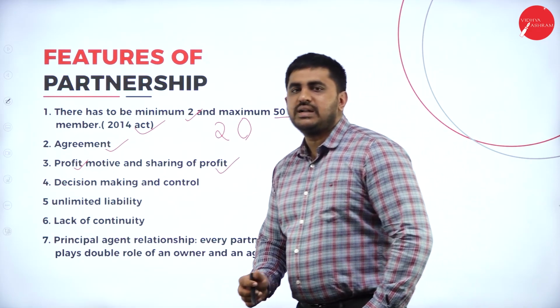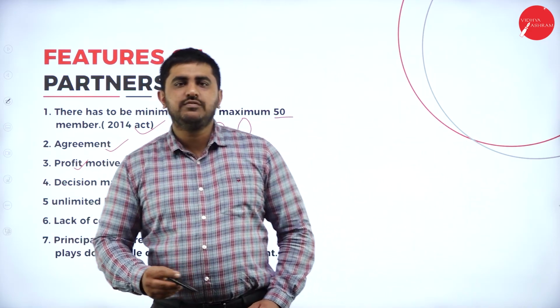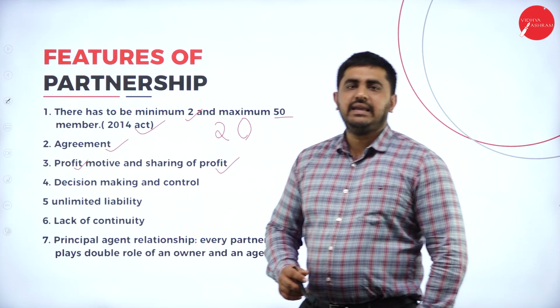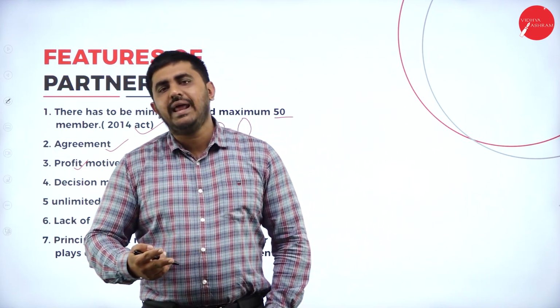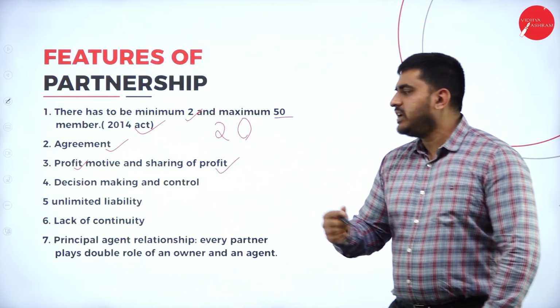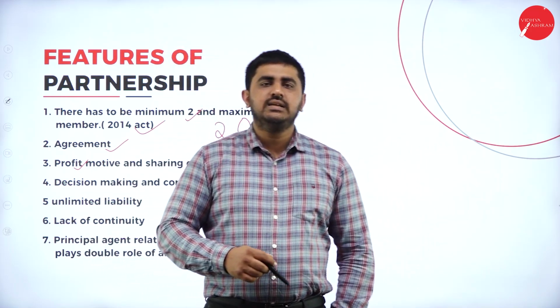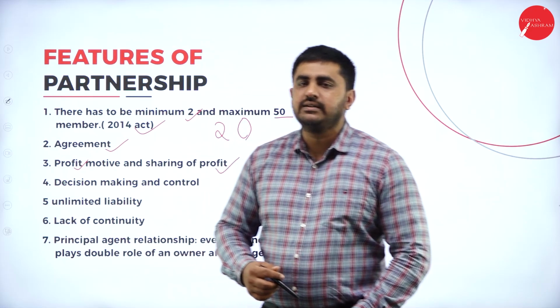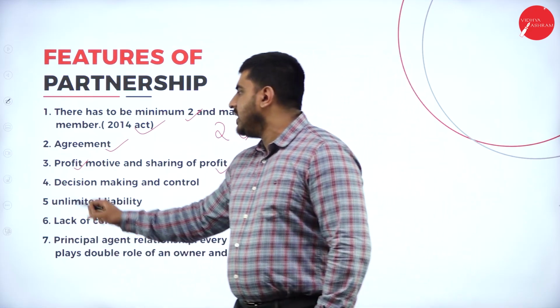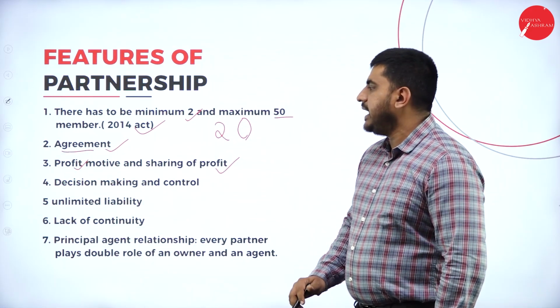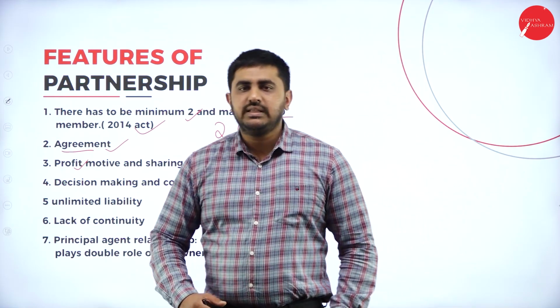So suppose 2 persons come together, both of them will invest 1 lakh each. So the total capital is 2 lakhs. Suppose they make a profit of 50,000. So they'll share it 50% each, that is 25,000 and 25,000. So that depends on the agreement, how much profit you are going to share in what ratio. So that is the meaning.